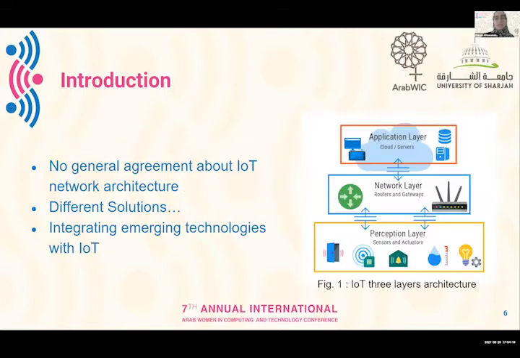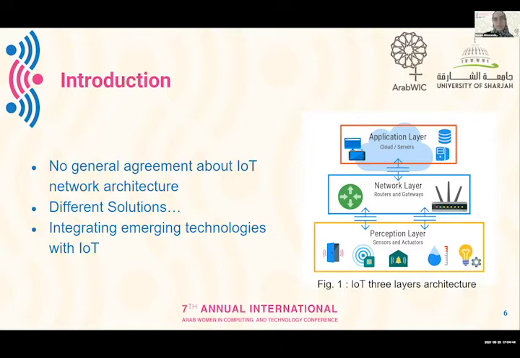Why? Because there's no general agreement about IoT network architecture. For example, this figure shows the IoT 3-layer architecture. We have other architectures, for example, 4 layers, 2 layers, 5 layers, and so on. So there are different solutions to provide security as a service. One of them is integrating IoT with emerging technologies.